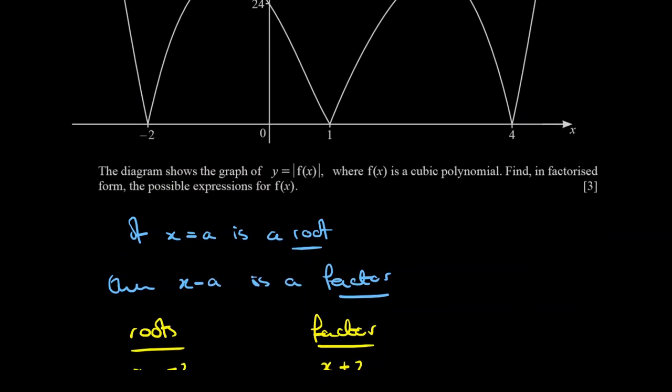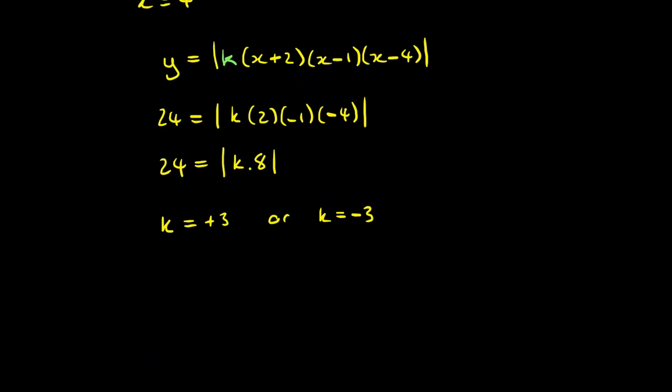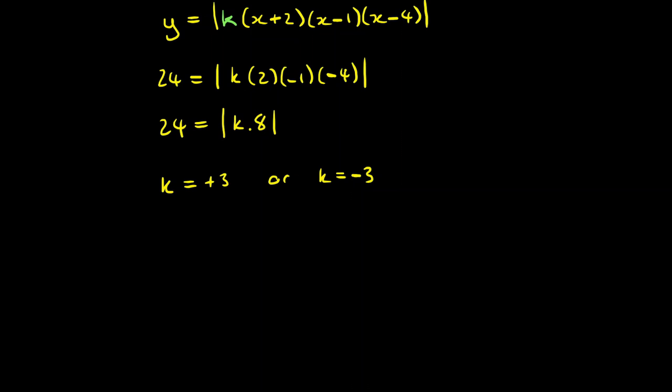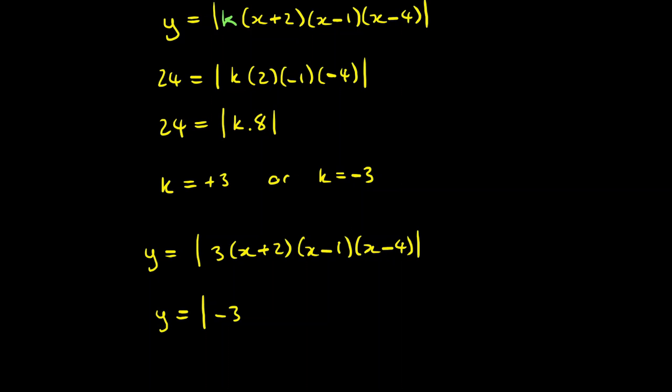Okay, so if we conclude our polynomials could be y equals mod 3 bracket x plus 2, x minus 1, x minus 4. Or alternatively, it could be y equals mod -3, x plus 2, x minus 1, x minus 4. Both of those options, totally fine.